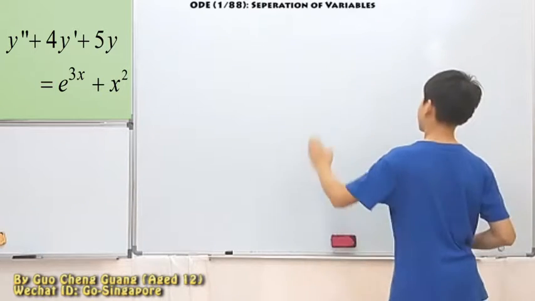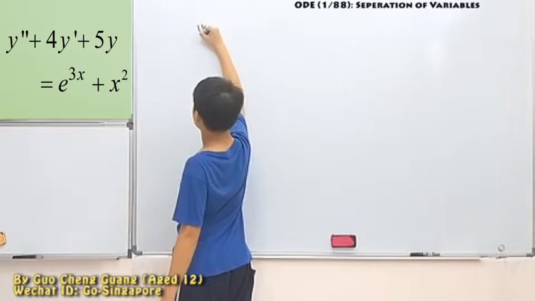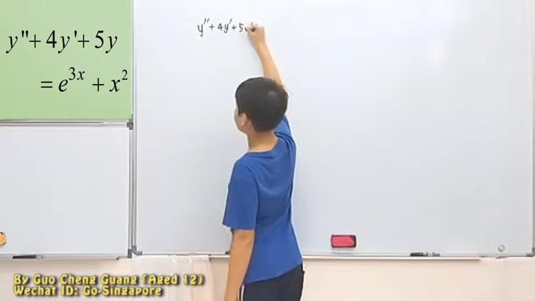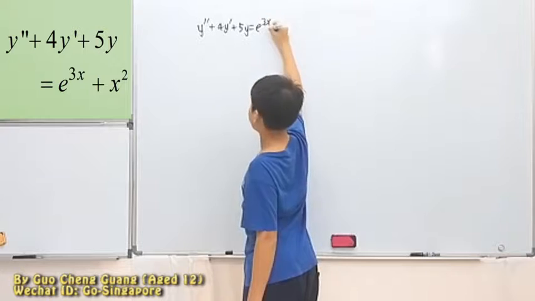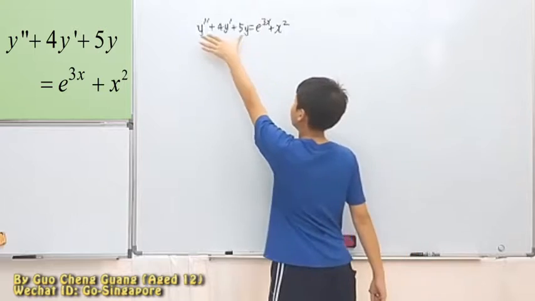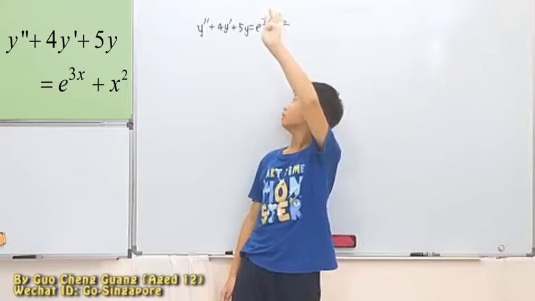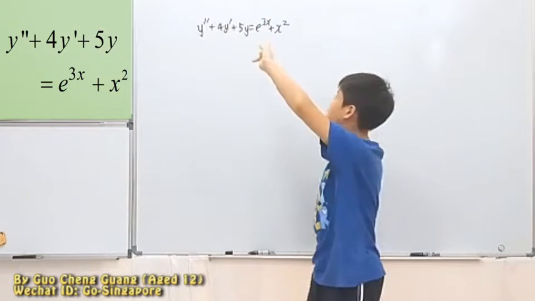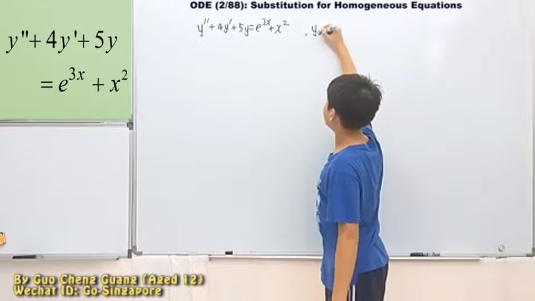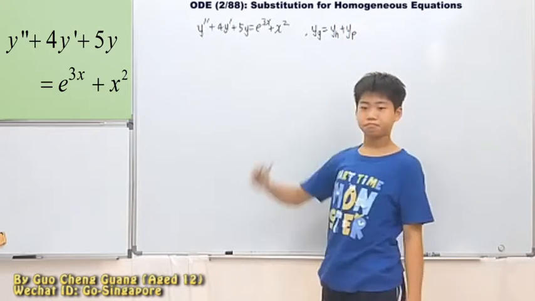So right now, we'll take a look at what example we have. For this example, y second derivative plus 4y first derivative plus 5y equals e to the power of 3x plus x squared. Firstly, what type of example is this? Linear, constant coefficient, non-homogeneous. Then you have to use yg, that is yh plus yp.